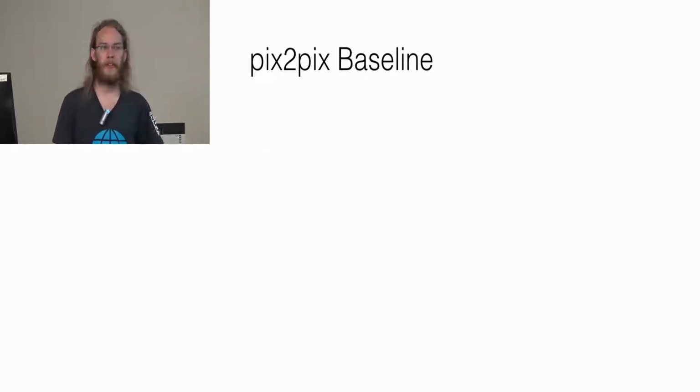So, starting a little bit with pix-to-pix. Pix-to-pix is the state-of-the-art conditional GAN framework. It uses a UNet architecture for the generator, a patch-based, fully convolutional network for the discriminator, and a traditional GAN loss function.